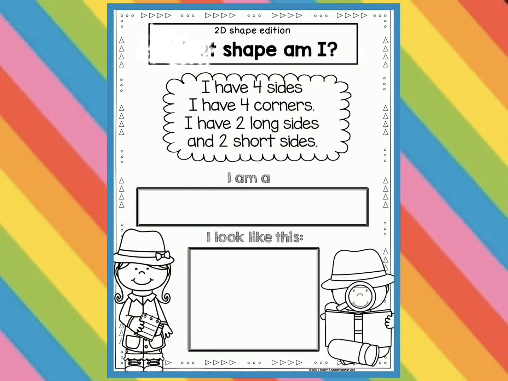Now the last shape. I have 4 sides. I have 4 vertices. I have 2 long sides and 2 short sides. Who am I? Excellent! I am the rectangle, and I look like this.